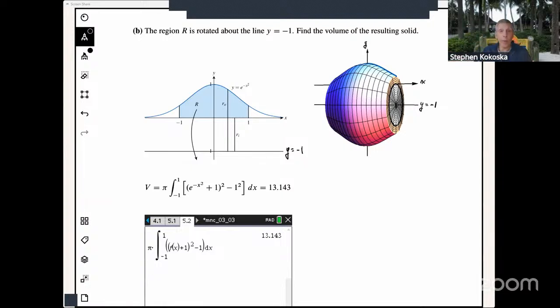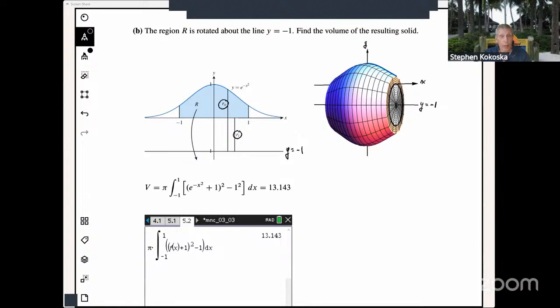Here's the way that I would do this. Since the axis of revolution is not a bounding curve to the region, what we're going to have to do here is use the washer method. For me, what I need to do is draw in what I call an outer radius and an inner radius. The outer radius and the inner radius are perpendicular to the x-axis, so this is going to be an integral with respect to x.